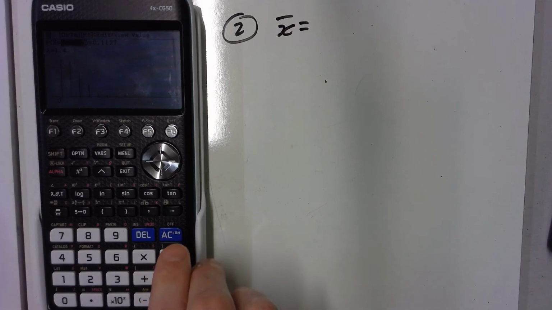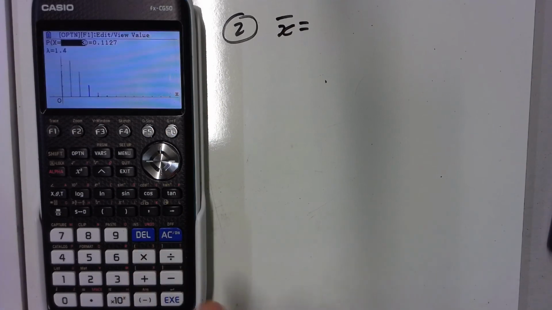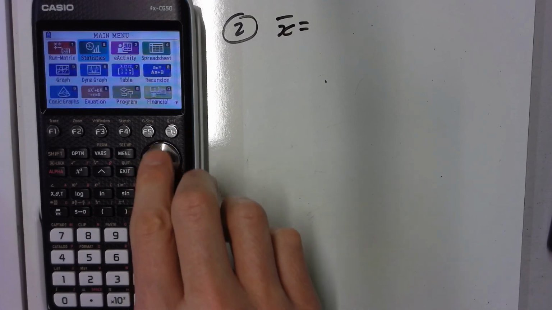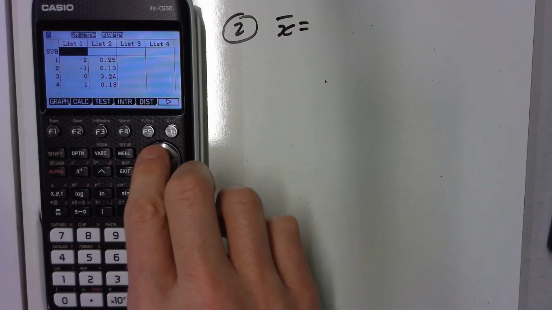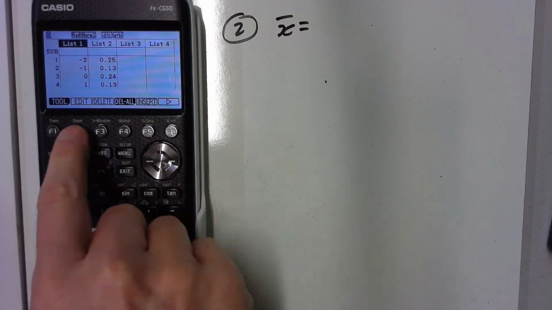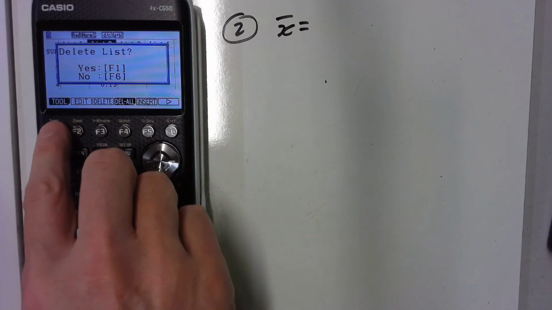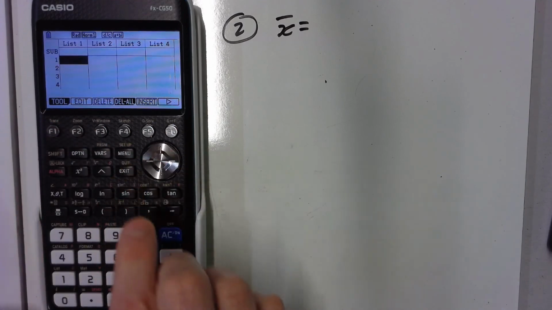For the second question, we've got a large data table we need to put into the calculator. So we're going to go into the statistics mode to do that. I've got some numbers in mine already, so I'm going to have to delete all of those. And I'm going to put all these numbers going down here.